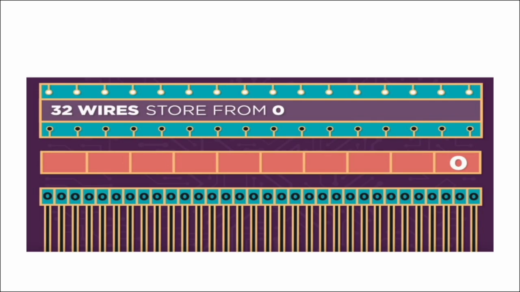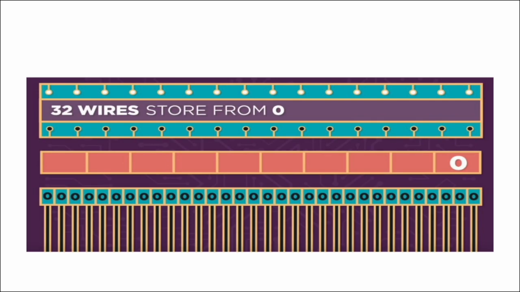Now let's imagine we have 32 wires. What is the least number that you can store in 32 wires? Everything is 0, everything is off. You can store 0. When everything is on, is it 2 power 32 minus 1? Okay, forget 32 for this thing.